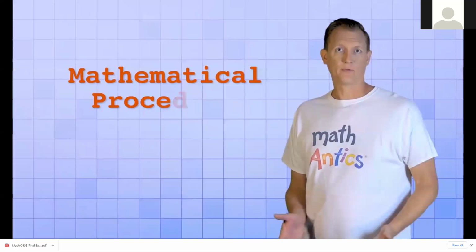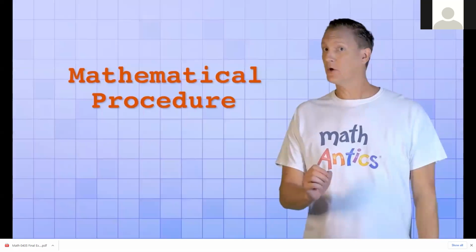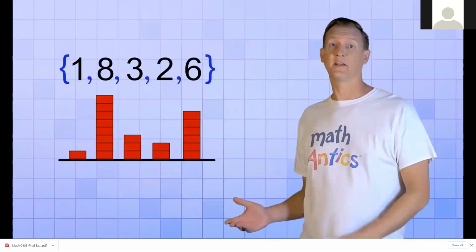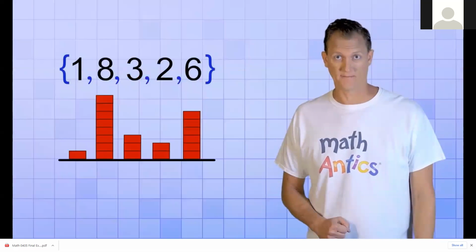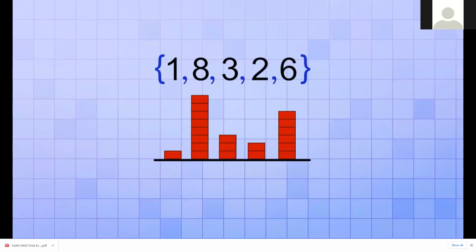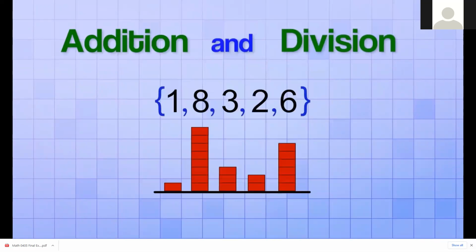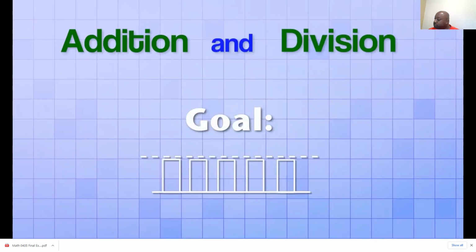To learn the mathematical procedure for calculating the mean, let's start with blocks again. But this time, instead of using trial and error, let's use a more systematic way to make the stacks all the same height. This way involves a clever combination of addition and division. We know that we want to end up with 5 stacks that all have the same number of blocks, right?